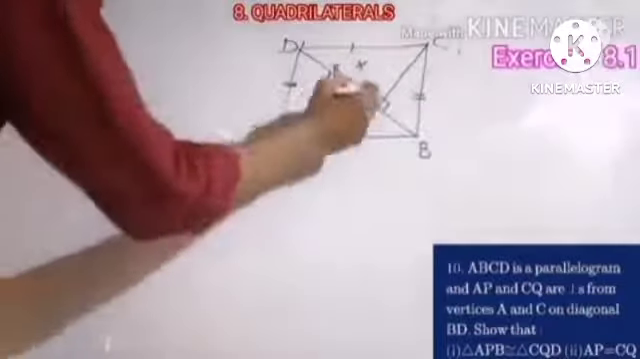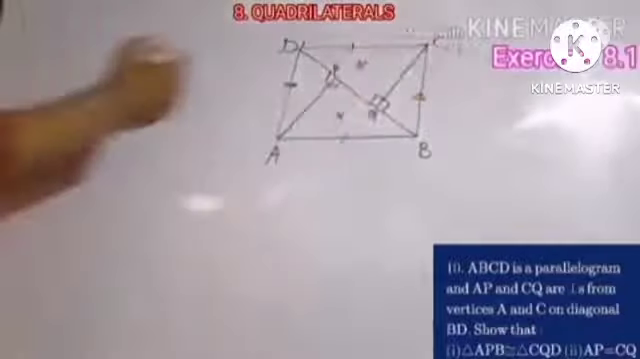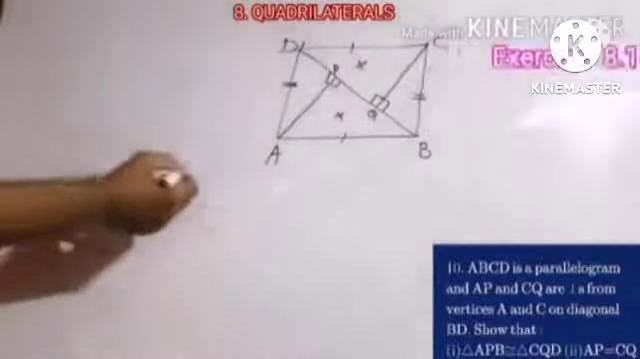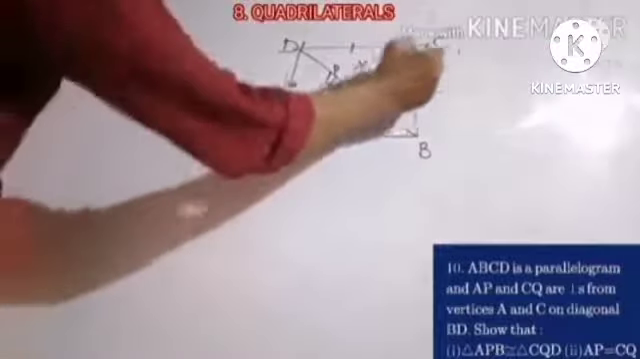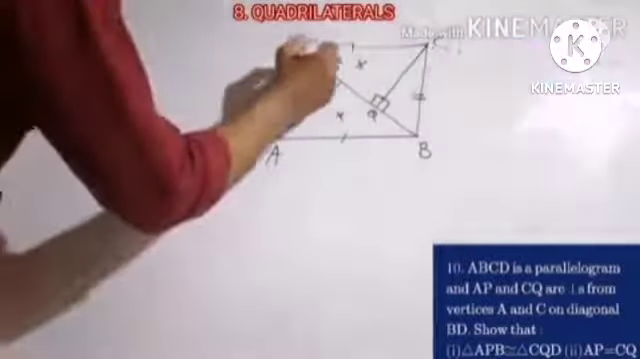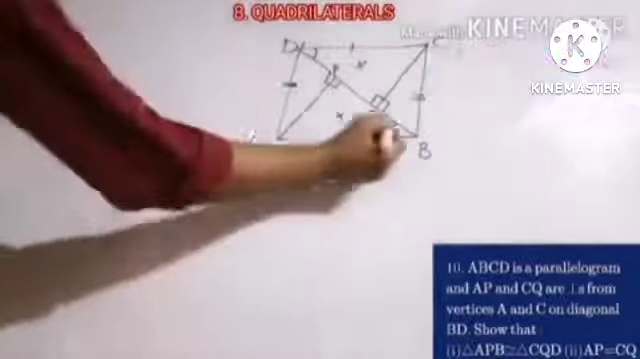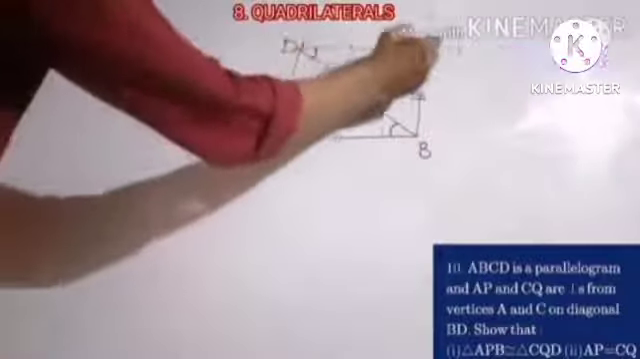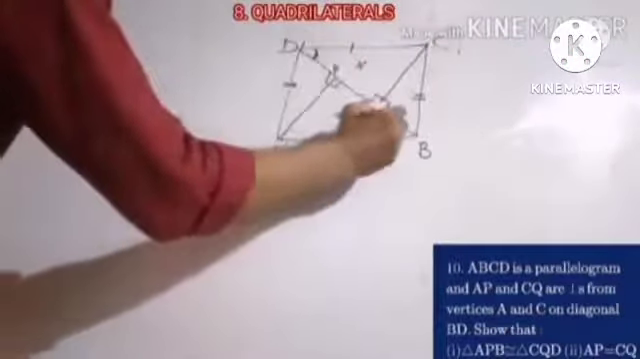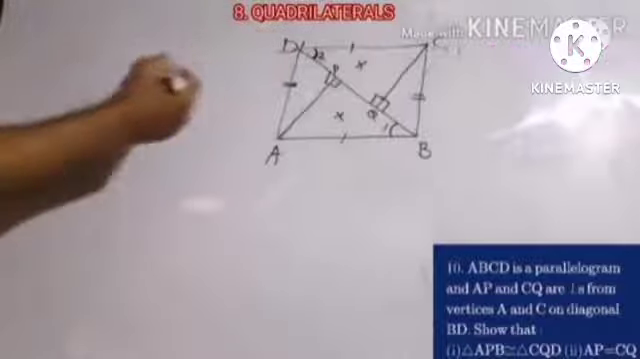Now consider these two triangles only, triangle APB and triangle CQD. We know that AB equal to CD because opposite sides of a parallelogram are equal. And second, angle CQD equal to angle APB, 90 degrees each. Also, angle 1 equal to angle 2. What type of angles are they? They are alternate interior angles because ABCD is a parallelogram.